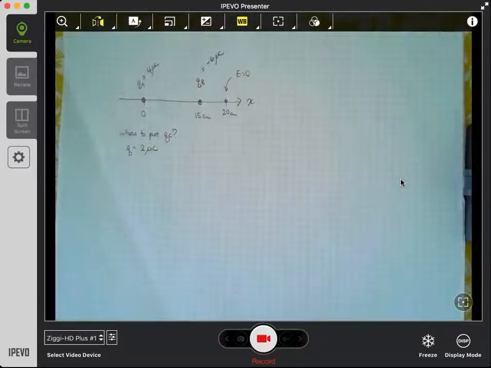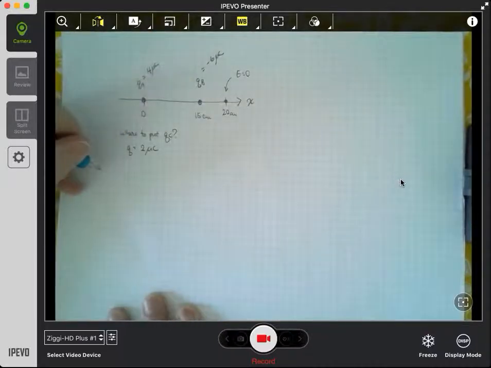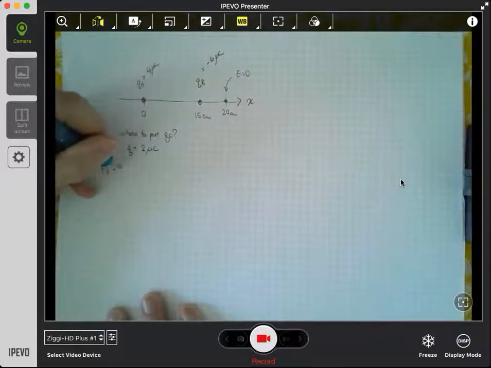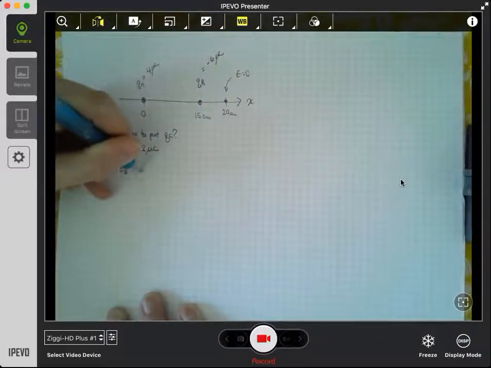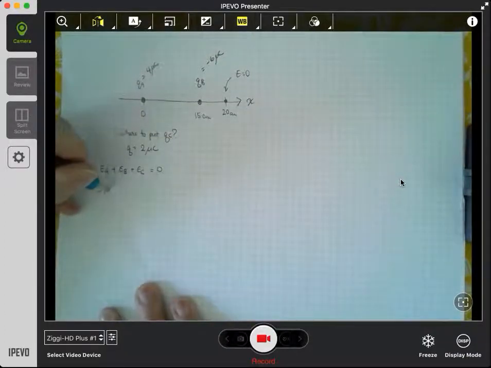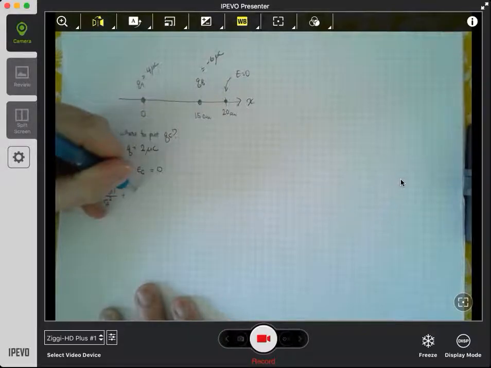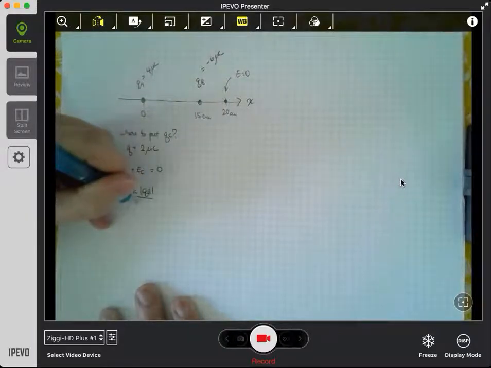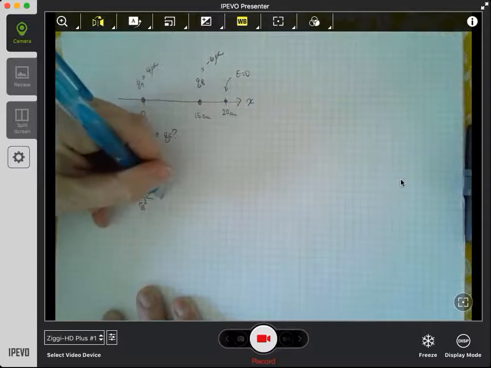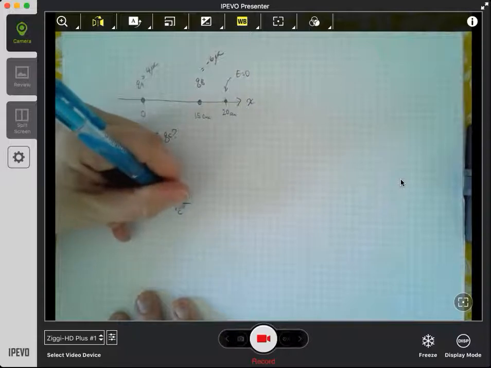So this one's a little bit different in strategy than the previous one, so let's take a look. Okay, so here at E equals 0, we're going to have the E field due to A plus the E field due to B plus the E field due to C, and we want those all to equal 0. Which means we're going to have K QA over the distance between 20 centimeters and A squared, plus K QB over the distance between B and 20 centimeters squared, plus K QC over RC squared equals 0.